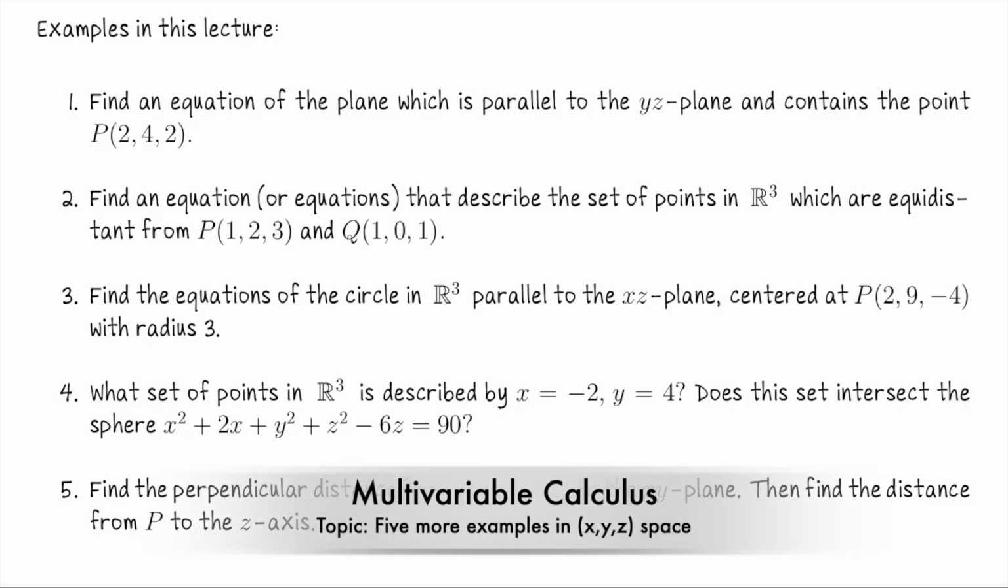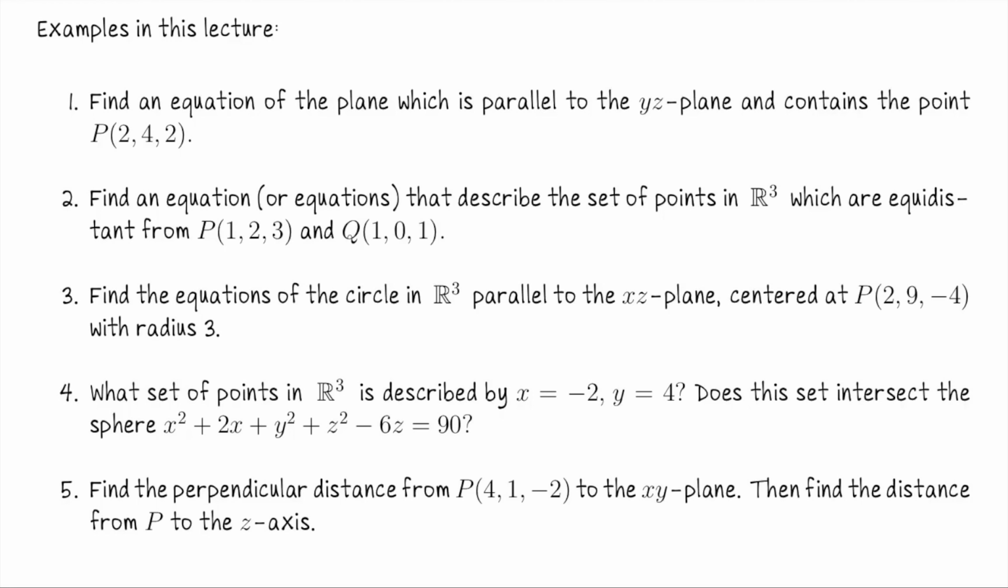In this lecture, we're going to look at the following 5 examples. So first, we will find an equation of the plane which is parallel to the coordinate yz plane and which contains the point (2, 4, 2). Then we will find an equation, it could actually be several equations, like in number 4, in this case it's actually going to be just one equation, that describes the set of points in xyz space which are equidistant from points P(1, 2, 3) and Q(1, 0, 1).